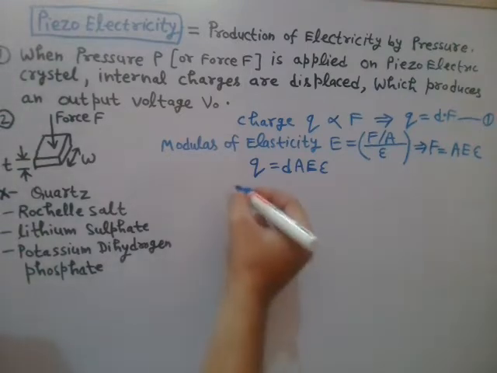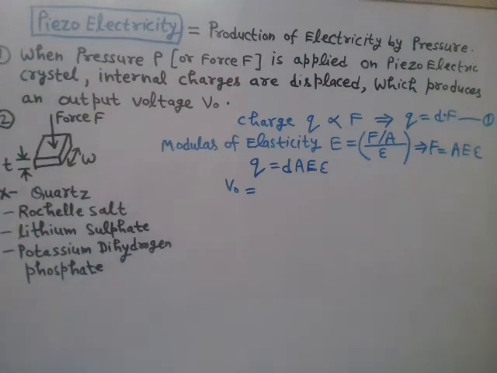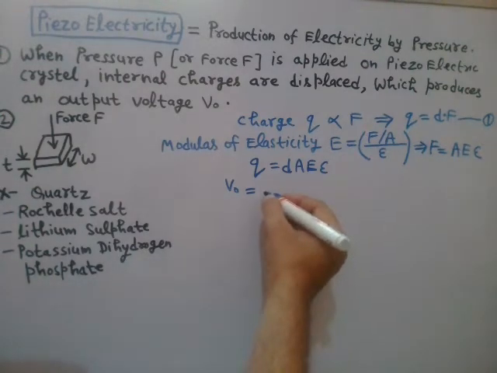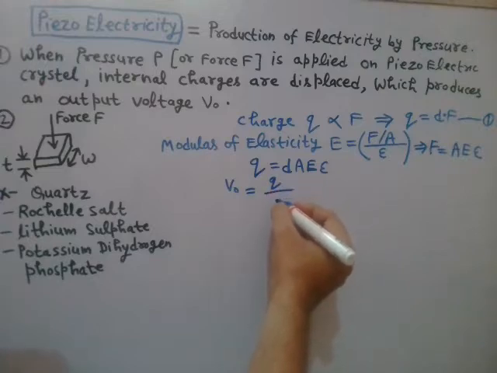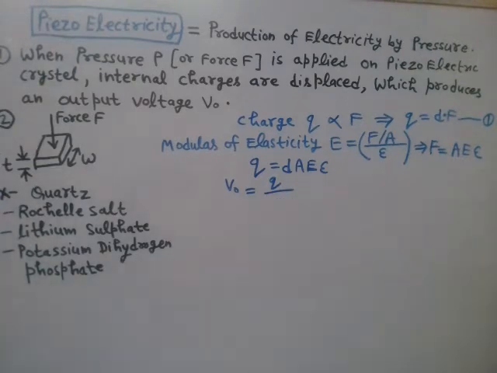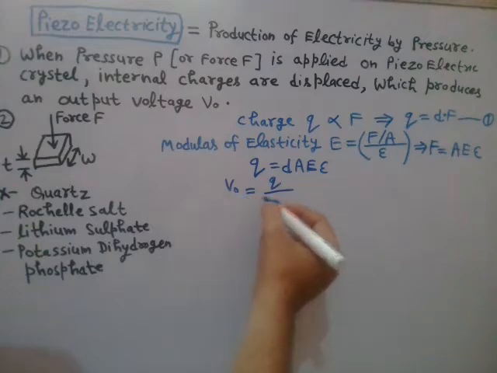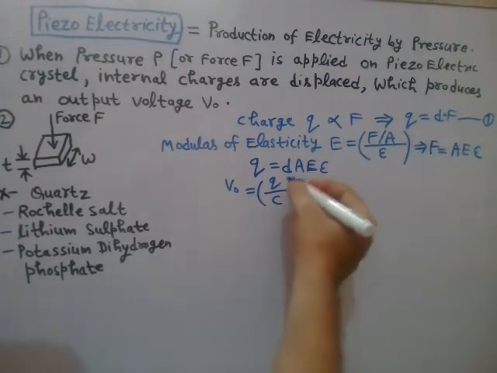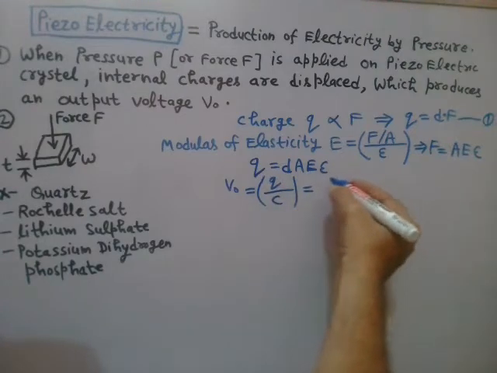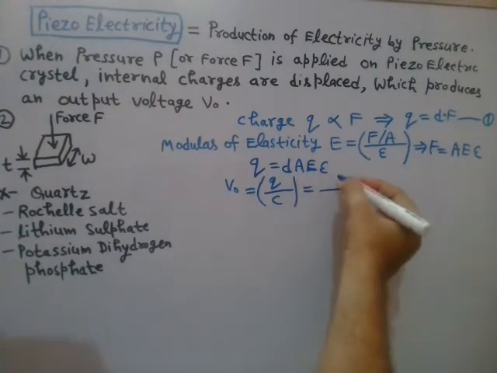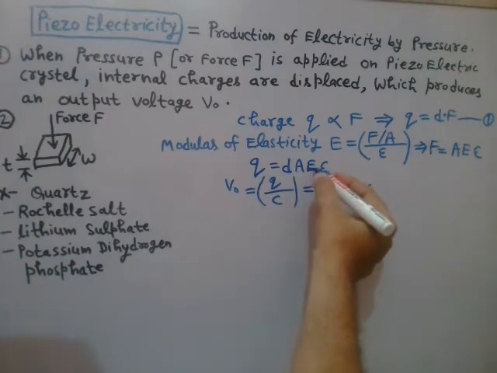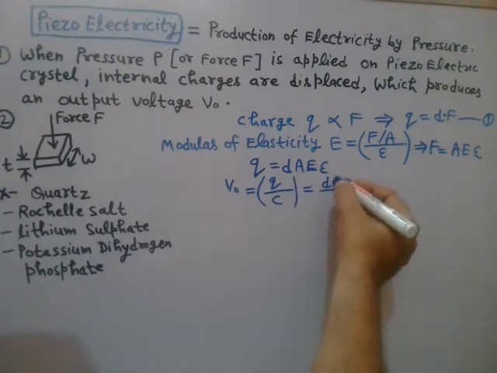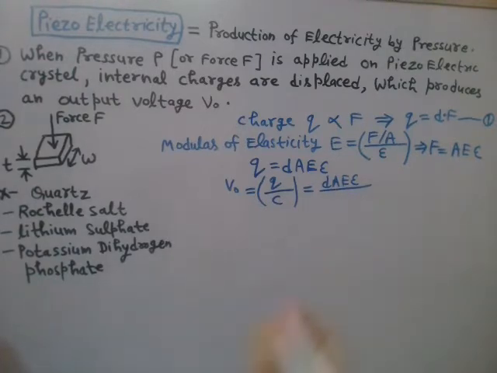Now output voltage, what is output voltage? Output voltage produced will be V0, that will be equal to Q by C. You know Q is equal to C into V, or V0 is equal to Q by C, right? So Q you have calculated, Q is d A epsilon E. Put this value in place of Q, so d A E into epsilon, right, divided by C.